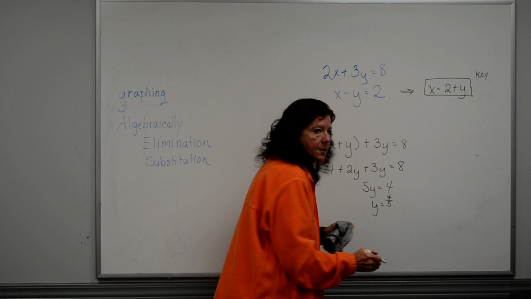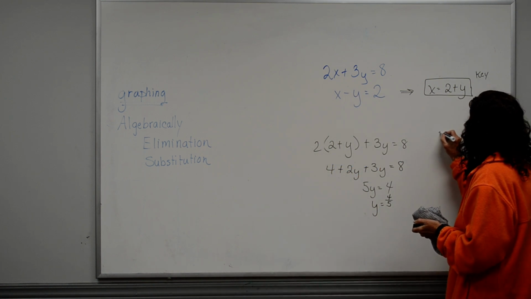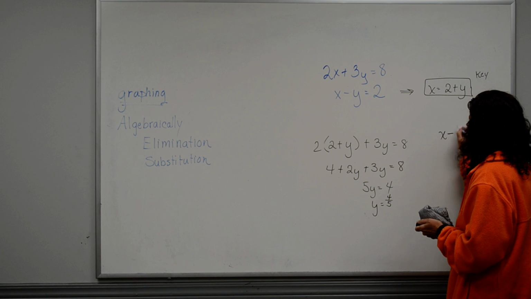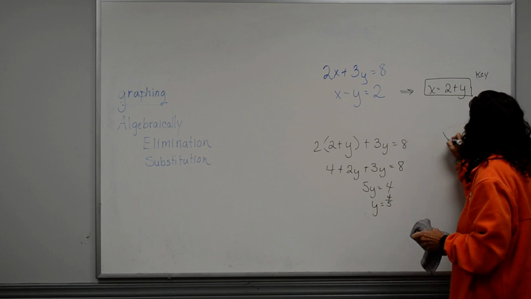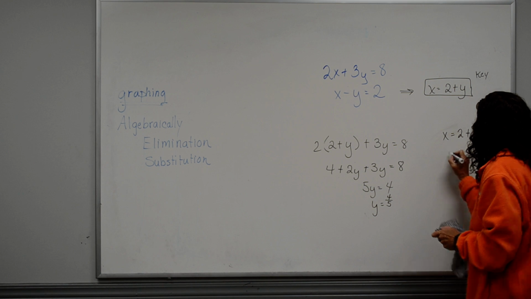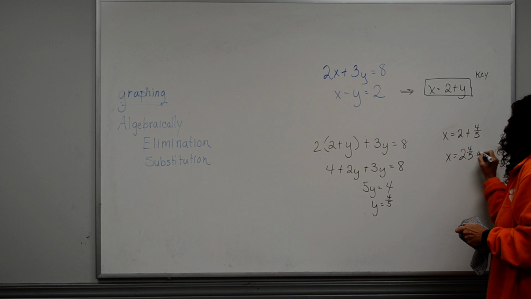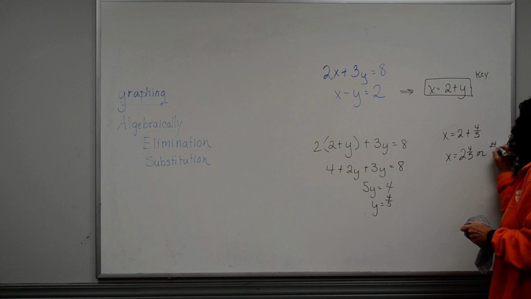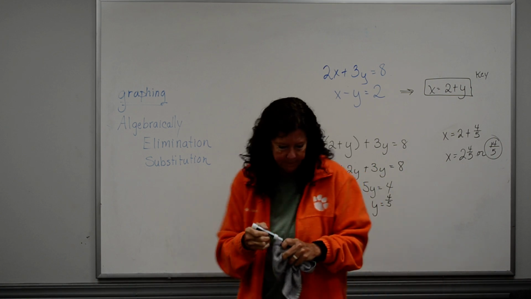All right, so your y is 4/5, and then when I plug it back in, I don't know which one you plugged it back into, but it would make more sense to plug it into that one. So basically, x is 2 and 4/5, or that would be 14 over 5.